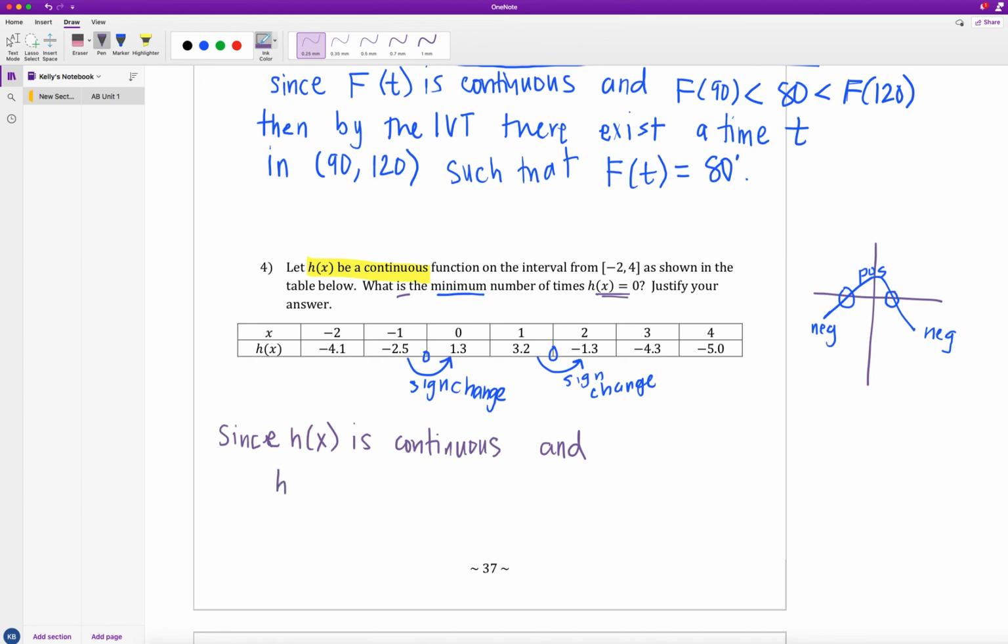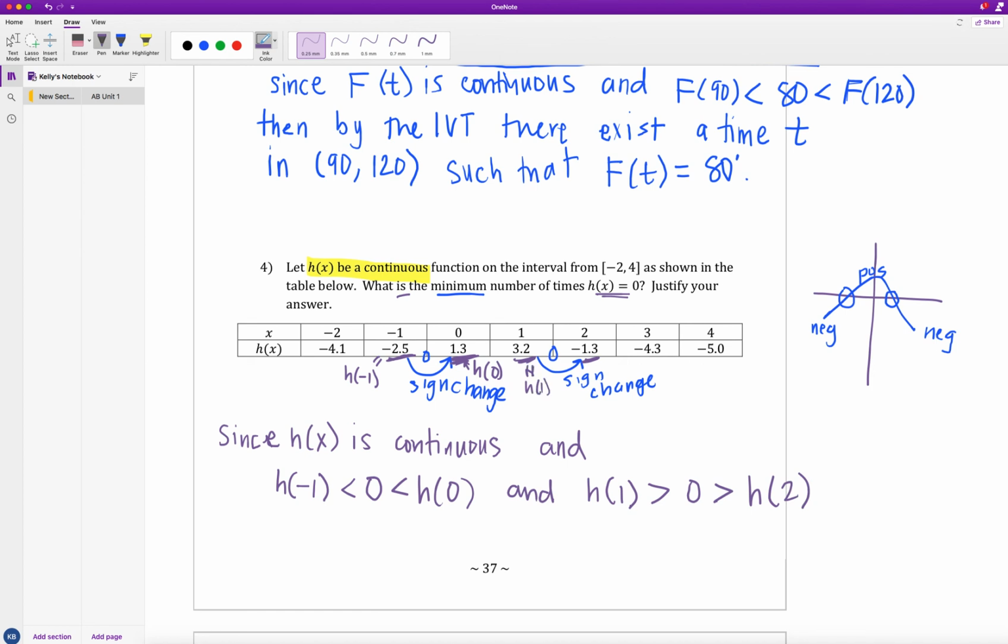So the first interval is h of -1 is less than that magic number 0, which is less than h of 0, since that's where I went from -2.5 to 1.3. Remember, that -2.5 has to be equal to h of -1, since that was the x value, and 1.3 is equal to h of 0, since that's the corresponding y value. And we also have the second inequality. We have between 3.2 and -1.3. So in this case, h of 1 is bigger than 0, since I went from positive to negative, which is bigger than that h of 2 value. And remember that 3.2 is that h of 1, it's an equal sign, and this -1.3 is that h of 2. In this case, I flipped the sign since I'm starting with the bigger to the smaller value.